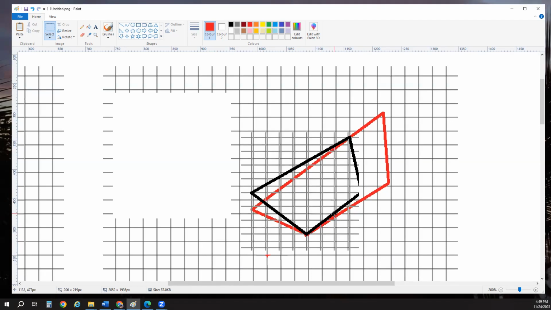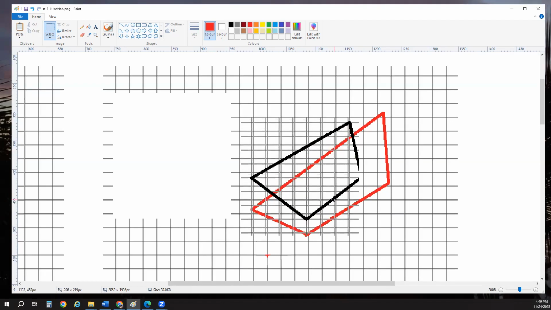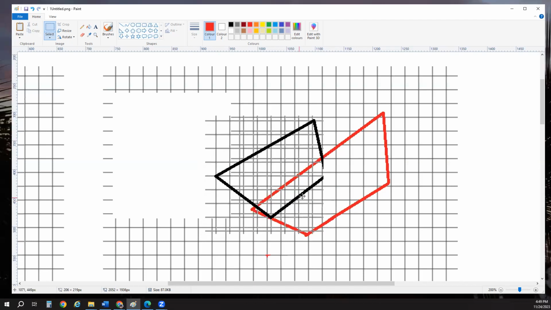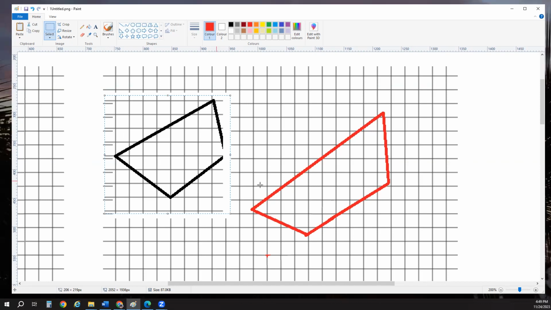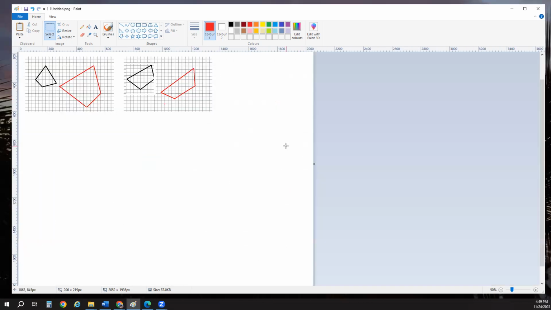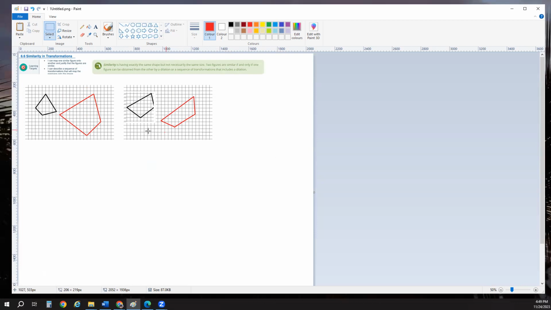So I'm not even gonna bother to try to figure out the ratios here because they're not going to be the same. The rise over the run aren't going to be the same for these. So I'm not going to bother because these are not similar ratios. So these are not similar polygons. So that's a pretty good example there between similar and not similar polygons.